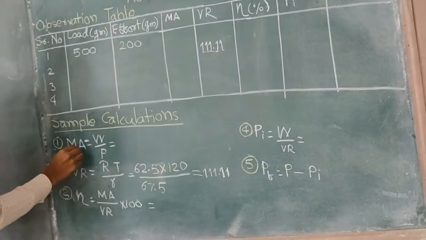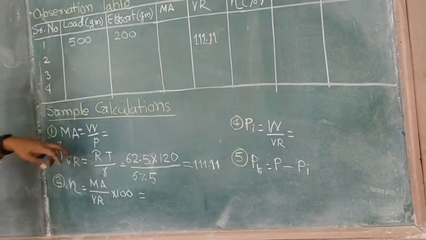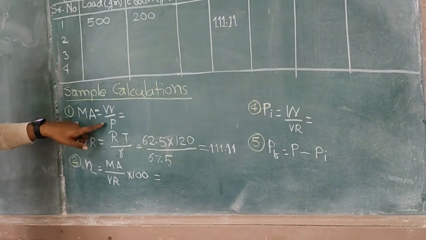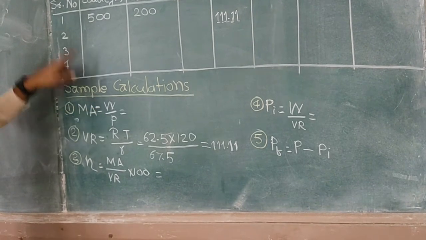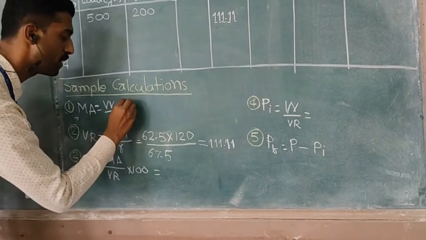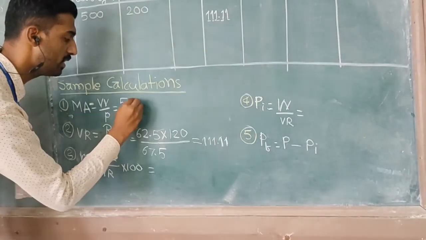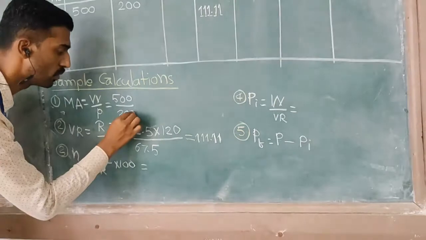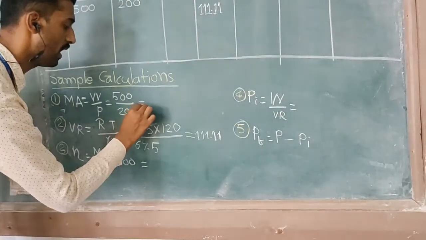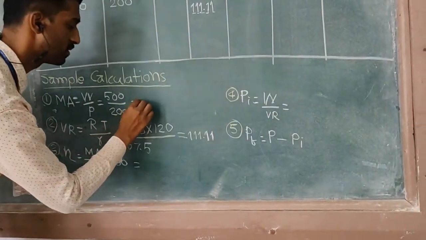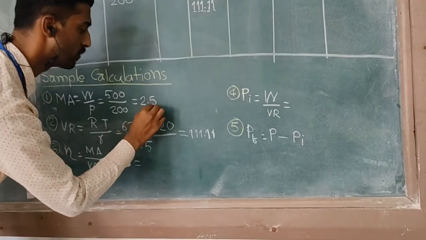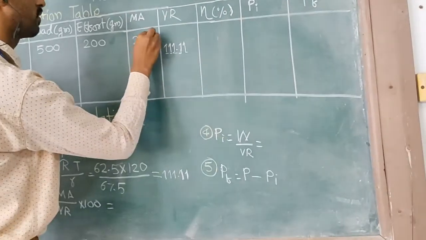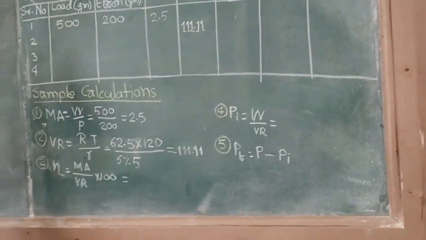Now for the third column we have to calculate the mechanical advantage. Here we go into the sample calculation. We know that the formula of mechanical advantage is W upon P. For the first reading, W is 500 gram while effort is 200 gram. By taking this calculation, we will get the answer of MA, that is 2.5. I am going to write down this value into the MA column of the observation table.